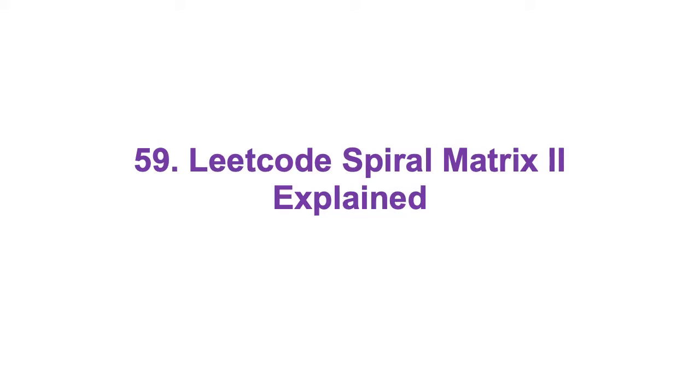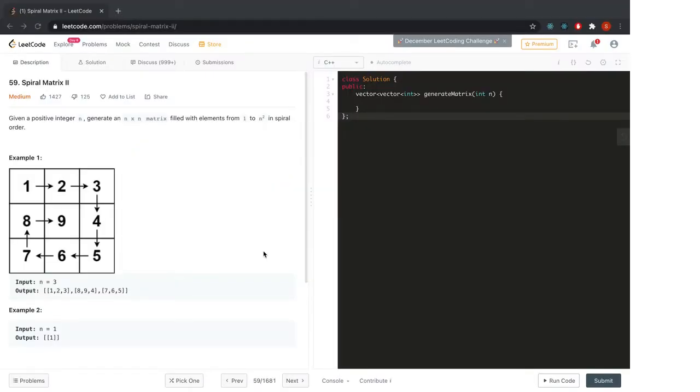Today we're going to be solving question number 59 on Leetcode. This is Spiral Matrix 2. It is a medium problem and we're just going to go through how to solve it. So here's the question. It says, given a positive integer n, generate an n by n matrix filled with elements from 1 to n squared in a spiral order.